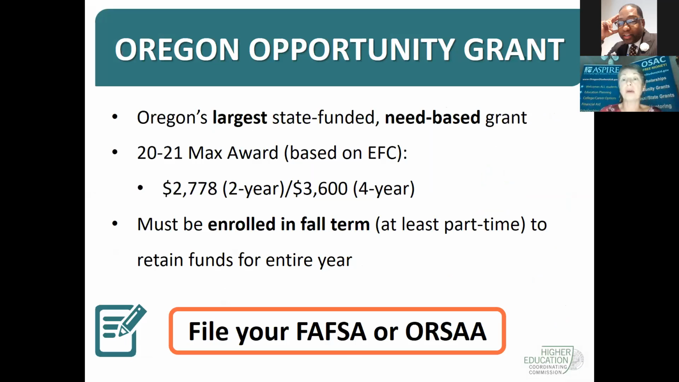Now, those are the amounts for the class of 2020. We don't get projections, and we won't know until next spring what it would be for the class of 2021, if we have seniors in our audience. You must be enrolled, you must go to school right after high school, at least part-time, to receive the funds for the entire year. Again, easy to get if you are low income. Do your financial aid as soon as possible, and if you are eligible, you will be awarded the Oregon Opportunity Grant.